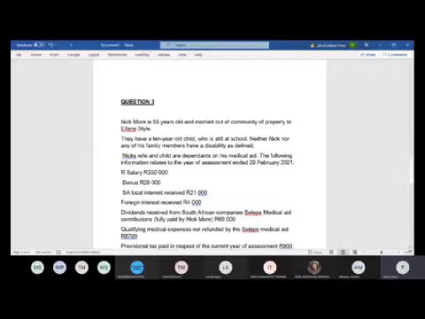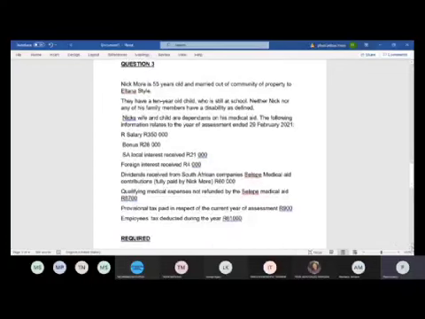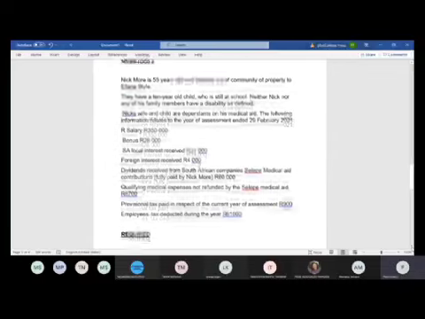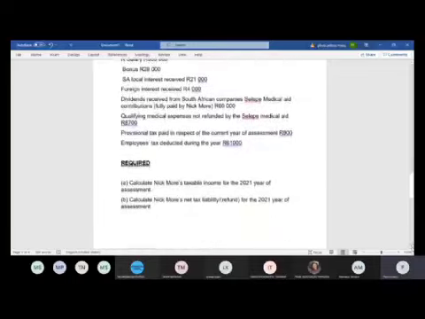I didn't mention whether it's partial or what. The dividends were received from South African companies. Let's see, and then I think I made a mistake there. Sorry about that. But Nick Moore contributed 60,000 rand towards the medical aid contributions. The qualifying medical expenses not refunded by the registered medical aid is 8,700. Provisional tax paid in respect of the current year of assessment is 9,000 rand. The employee tax deducted in the current year is 61,000 rand.